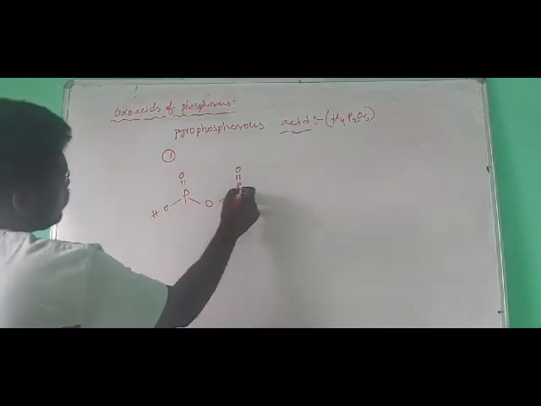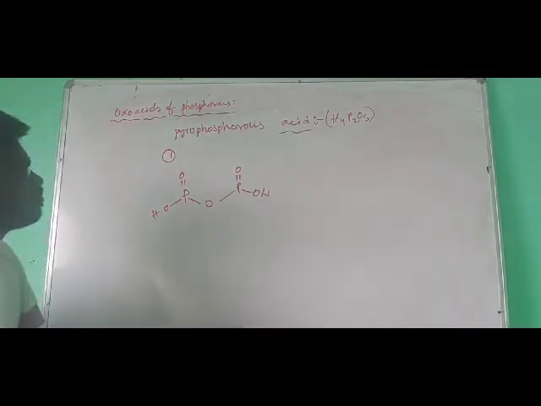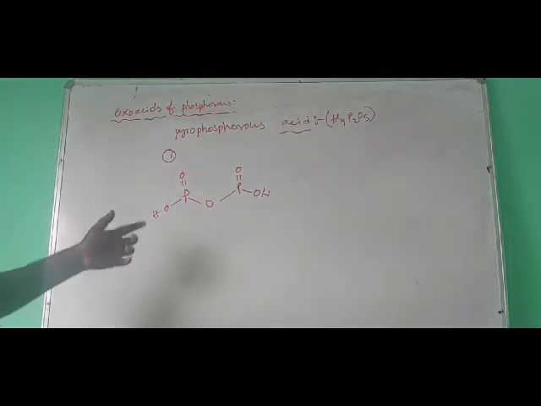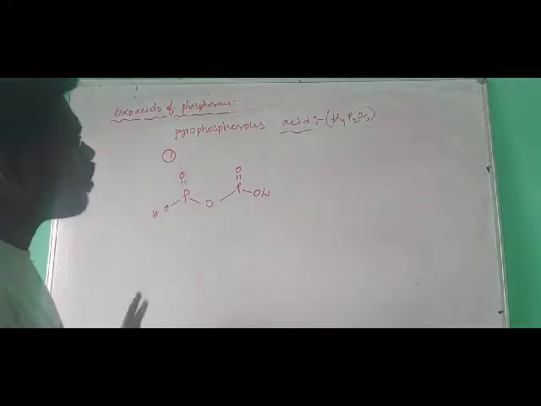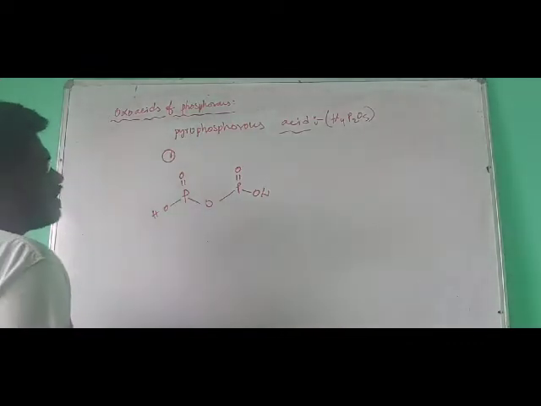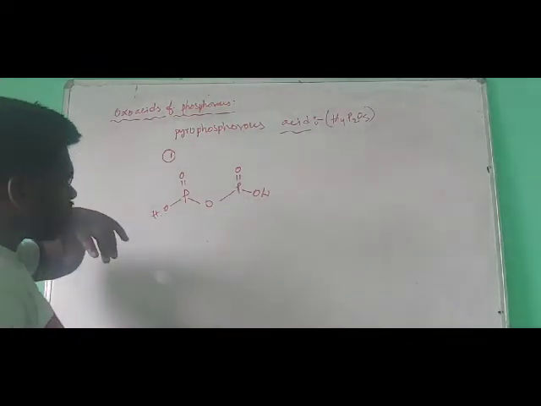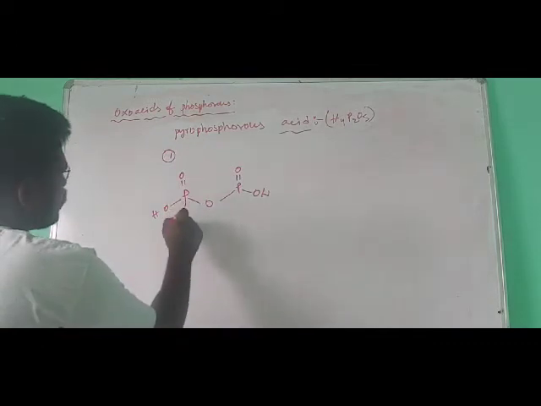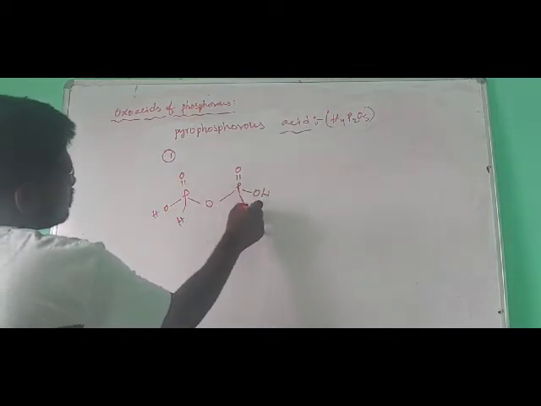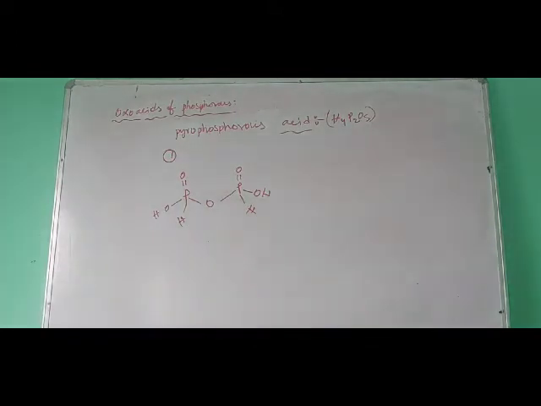So OH group and OH group, and you count the number of oxygens: 1, 2, 3, 4, 5. So oxygens are balanced in this structure, and hydrogens. 2 hydrogens are connected, and 2 more hydrogens we have to connect here. So right, guys, this is the structure of pyrophosphorus acid.